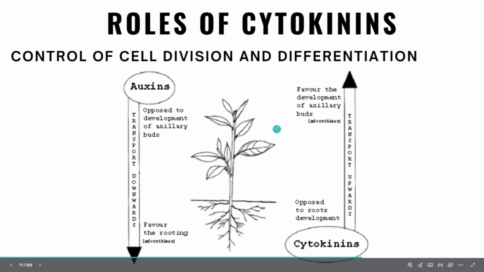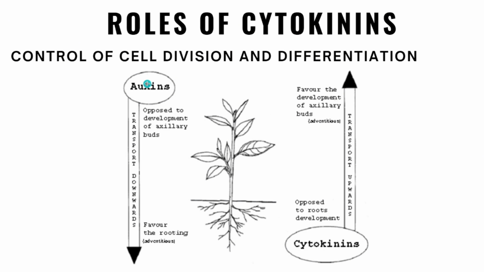Okay, so in general context, if auxin concentration is higher than cytokinin, it favors rooting. If the cytokinin is higher than auxin, it favors shooting. If auxin is equal to cytokinin, it will form callus. Okay, what is callus? Okay, callus, we will learn about it in the reproduction topic.